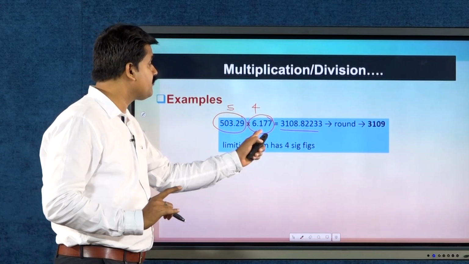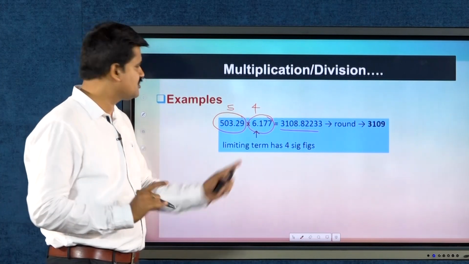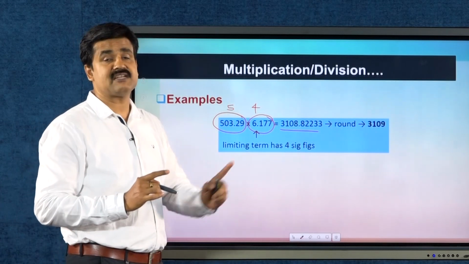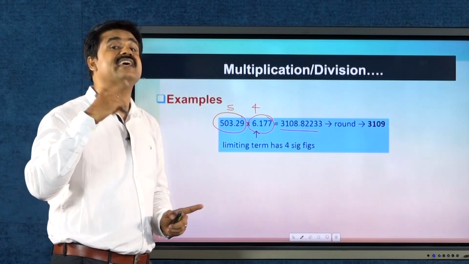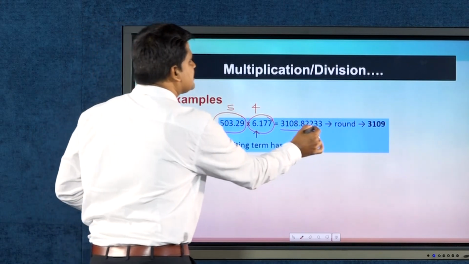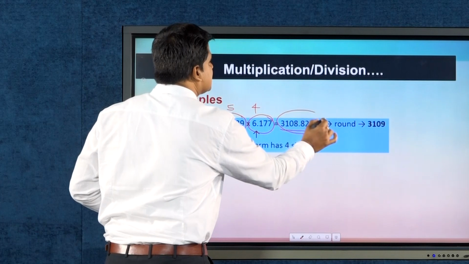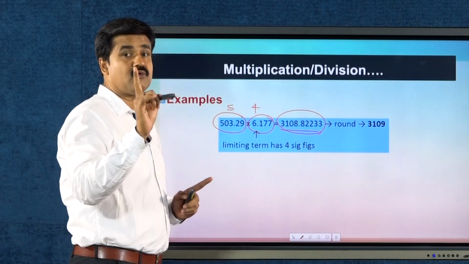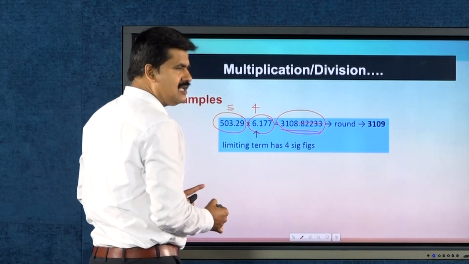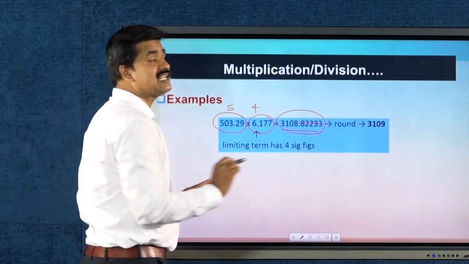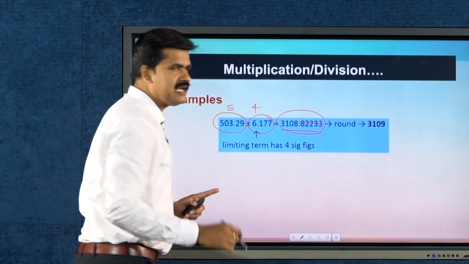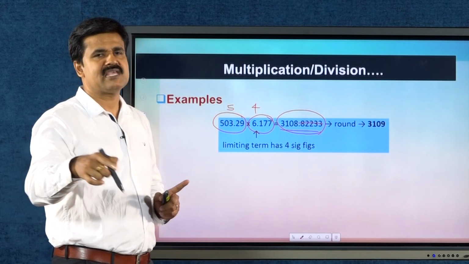So here there are 4 significant figures. So you can treat it as the limiting term. So the limiting term contains 4 significant figures. Therefore, the final answer must also contain 4 significant figures. So this term has to be rounded off to 4 significant figures. I have to exclude all these numbers because I have to use only 4 significant figures. So this term is rounded off to 3109. We will discuss the rules for rounding off in coming slides.